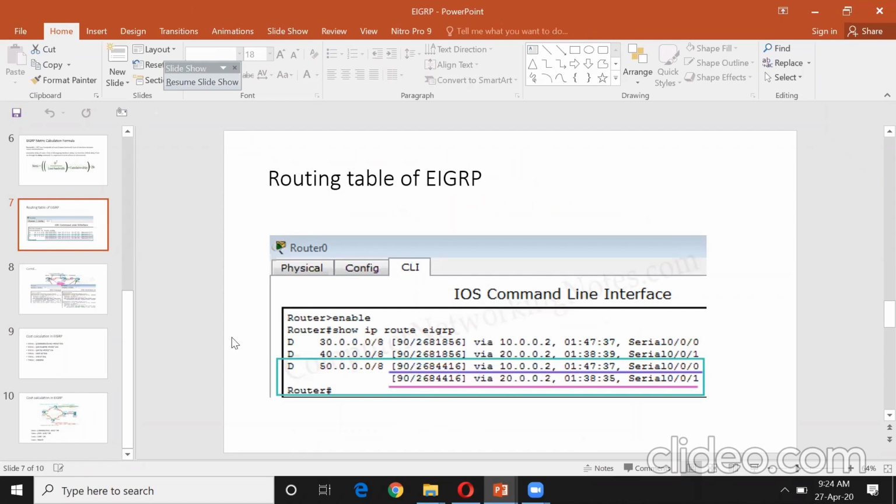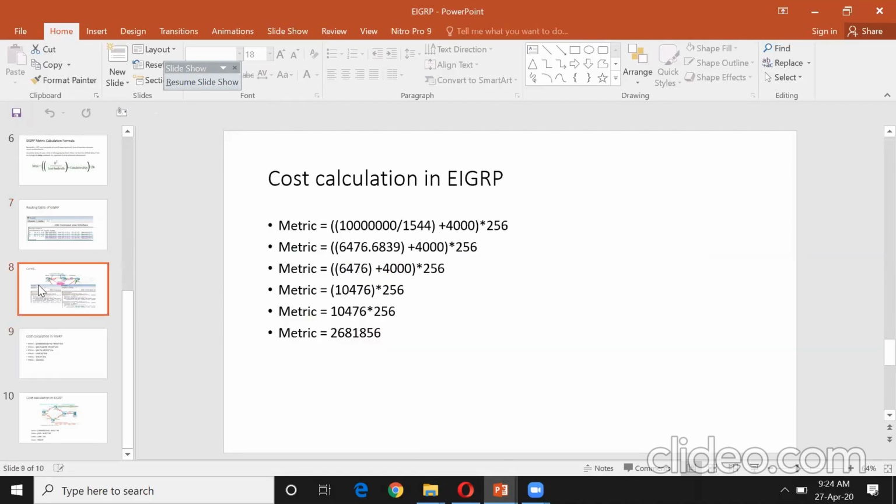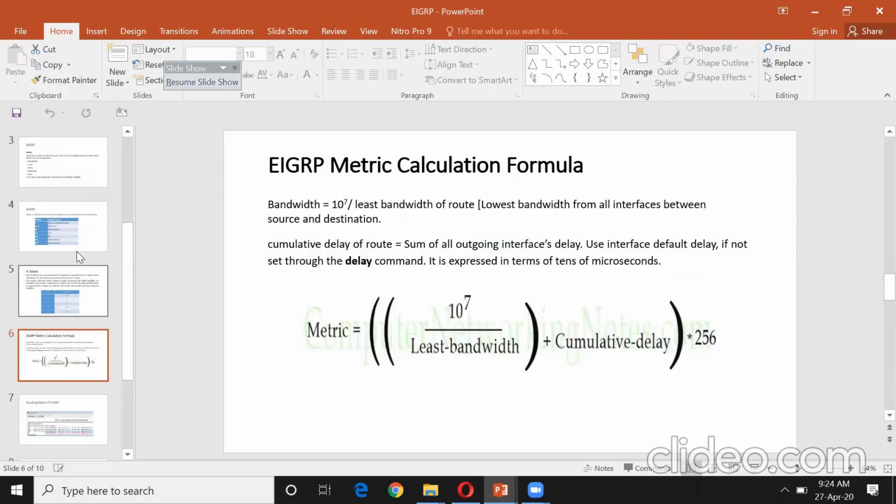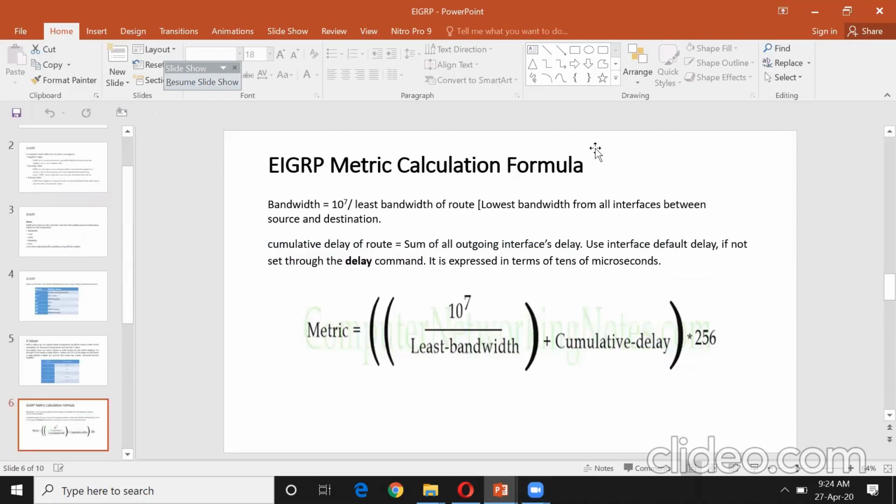So in the next lecture we'll see how to configure EIGRP protocol. Then we are going to see how to configure EIGRP and RIPv2 on the same network. So that is your assignment. So that will complete, and we'll see again cost calculation in that topology. So here that basic information about EIGRP we have covered.